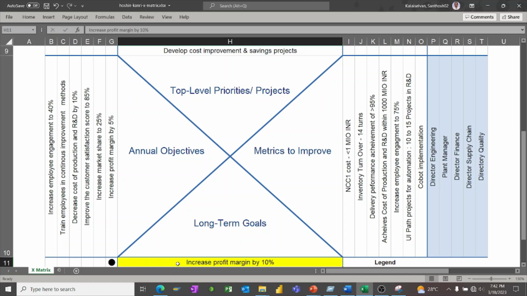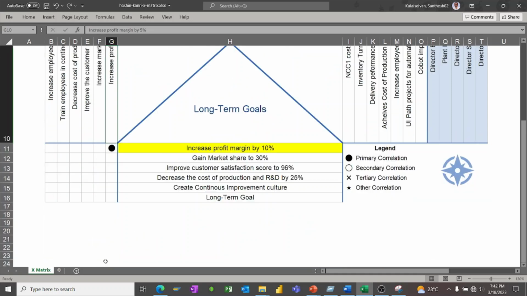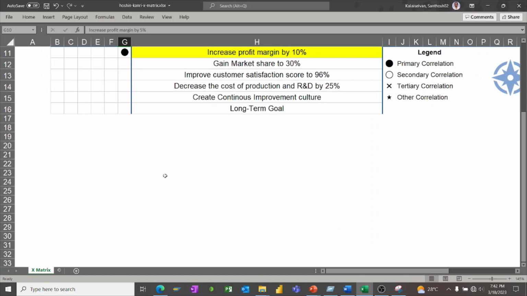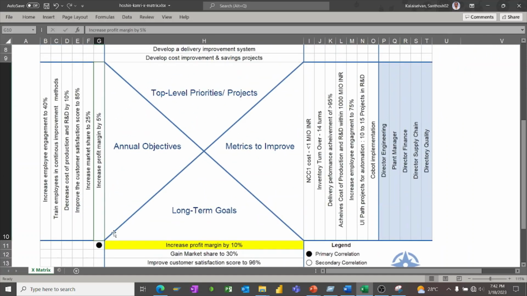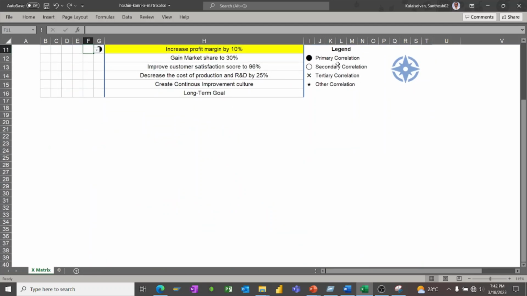Okay, so now to increase the profit margin by 10%, you have to see what annual objectives need to be achieved. You can see I have already pre-filled some annual objectives, like increase profit margin by 5%. Some quadrants are depicted here, with four symbols, and the legends are explained here: primary correlation, secondary correlation, tertiary correlation, and other correlation.